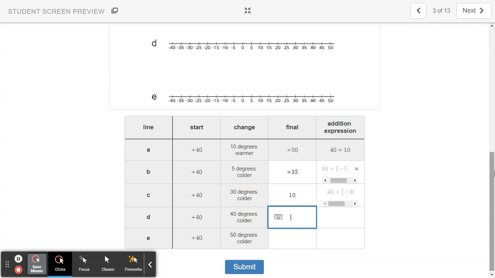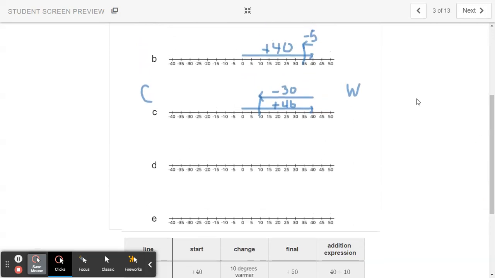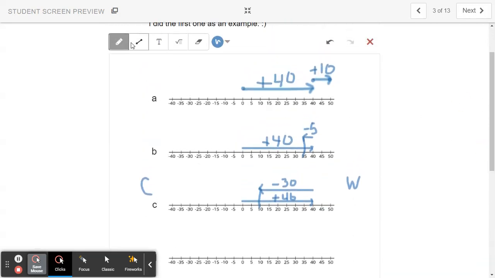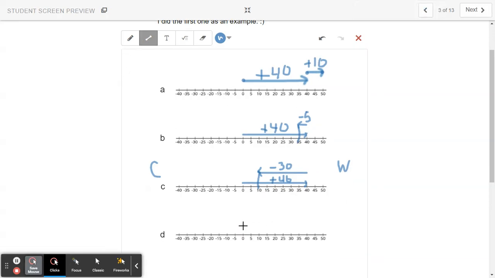Okay, next one, 40 degrees is where we start, and then it gets 40 degrees colder. So we're just following the same exact pattern here, where I'm going to start at 0 degrees. The first thing says we start at 40, so I'm going to make my arrow end there. So I know that's a plus 40. Then it says it got 40 degrees colder from this point. So we need to go back 40. So that's easy because I know this line is already 40. So I'm going to go back that same amount.